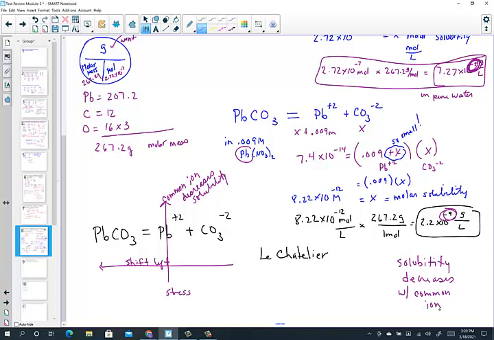Oh my goodness, we did great work here. We worked a Ksp problem in pure water. We noticed that when we added a common ion, the solubility decreased, and we recalculated to find the new concentration. We did so in both molarity and in grams per liter. So it's very easy to convert from moles to grams or vice versa, remembering that it's molar mass that converts one to the other.